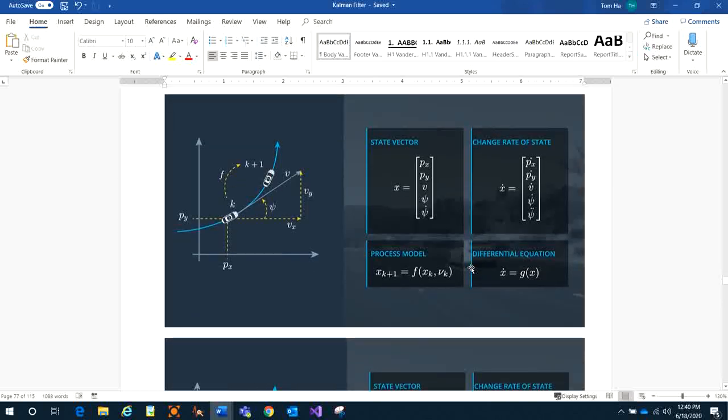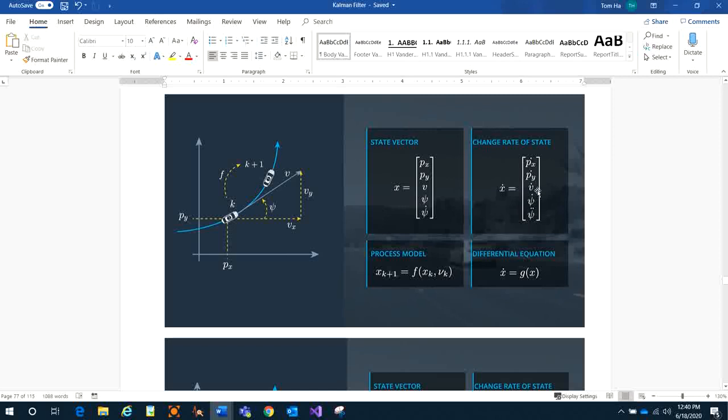So we use the derivative here to see how the state variables change. We write x dot, with elements px dot, py dot, v dot, psi dot, and psi double dot.